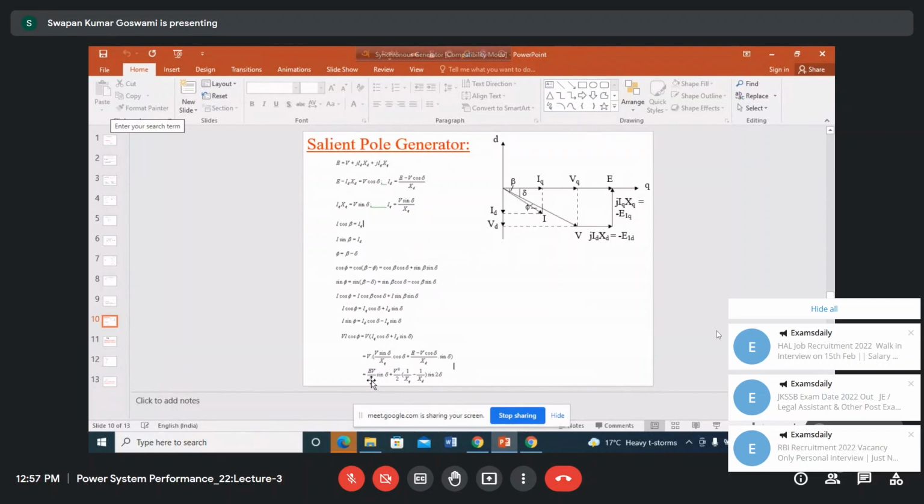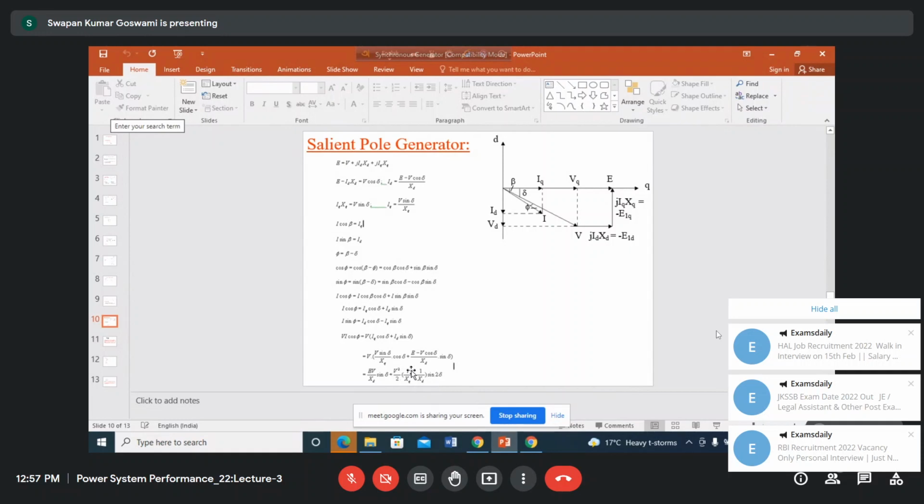But for a salient pole machine, another component exists. Why does this another component exist? This exists because of the difference between XQ and XD, or because of the difference in the air gap along the quadrature axis and direct axis. So this is because of the difference between the reluctances. That's why this part is called the reluctance power. Reluctance power: V square by 2, 1 upon XQ minus 1 upon XD, sine 2 delta.